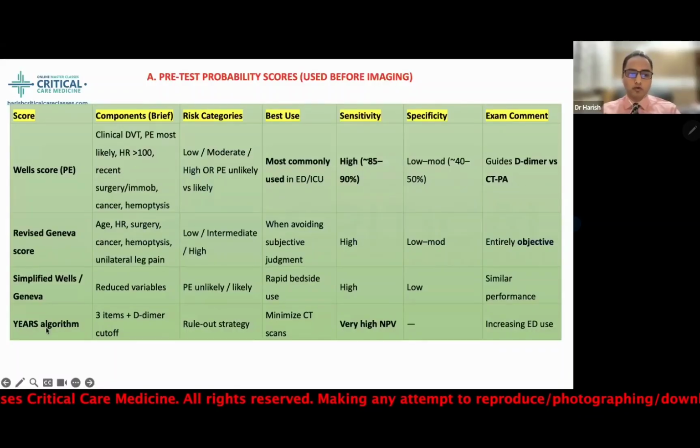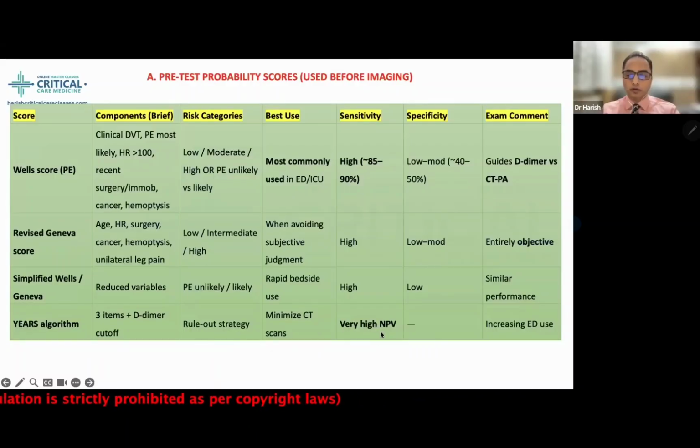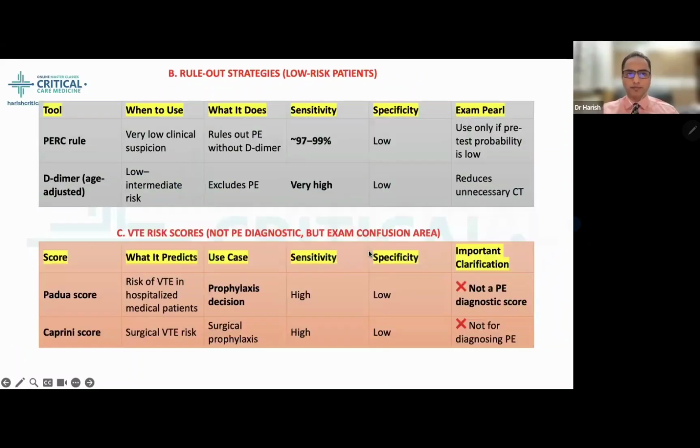Okay. So there is one algorithm called the YEARS algorithm. I will not put the entire YEARS algorithm here. It includes 3 items plus a D dimer cutoff. It is a rule out strategy. It helps in minimizing the CT scan requirement, and has a very good high negative predictive value. Increasing emergency department use is the utility of the YEARS algorithm. So remember, the YEARS algorithm has a very good negative predictive value.